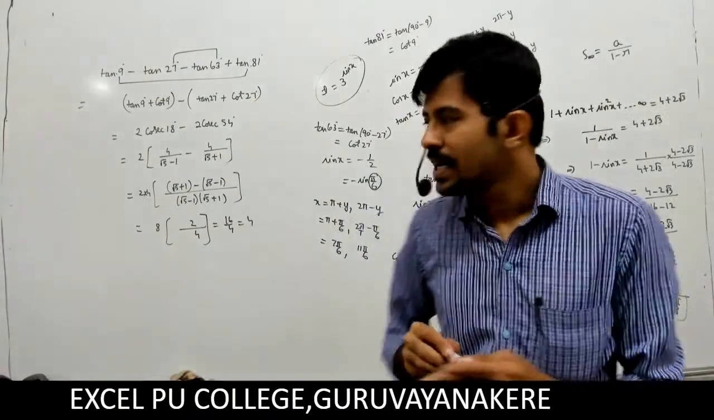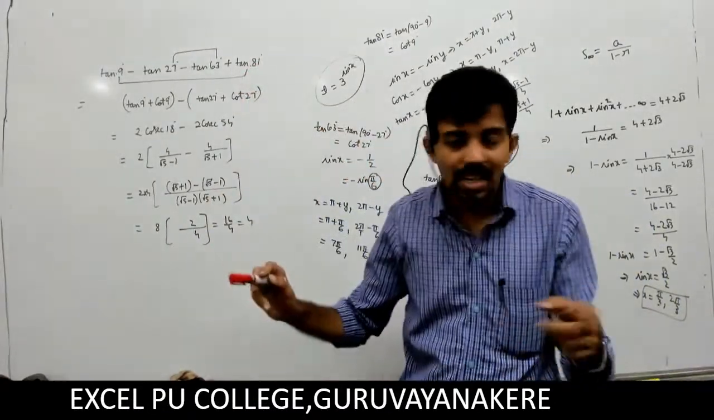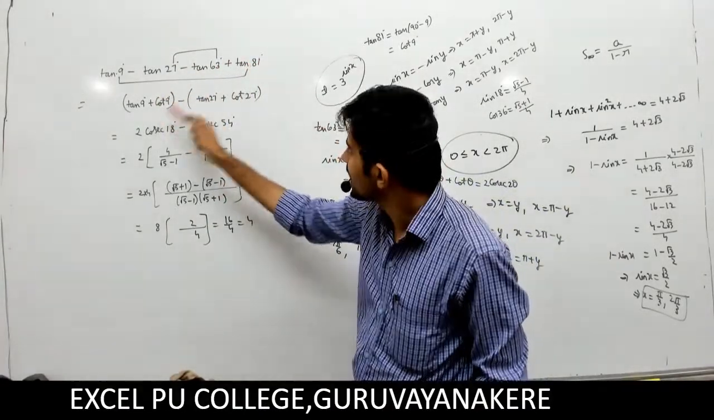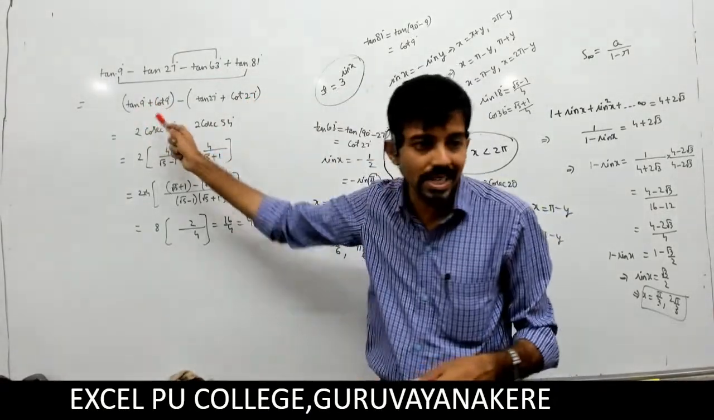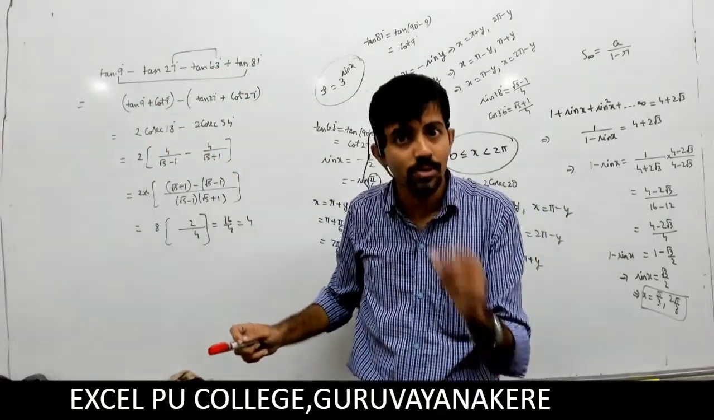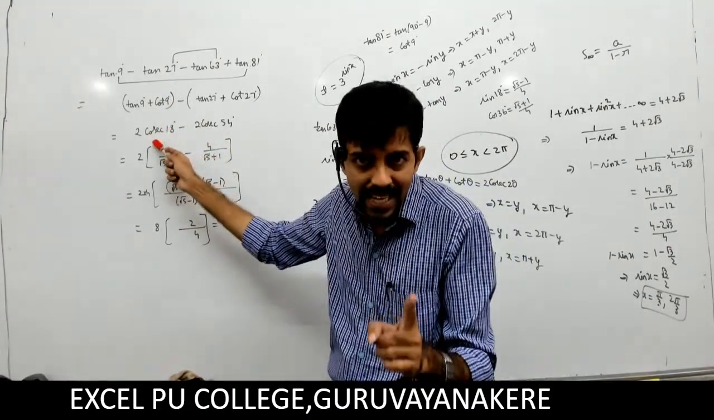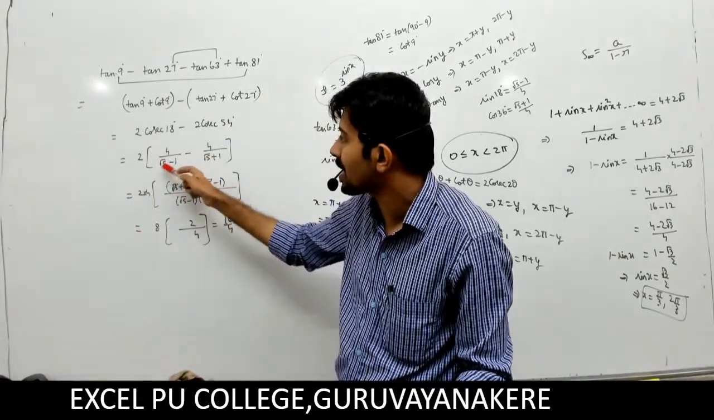Nice question. Okay. Various concepts involved in this. One is writing tan in terms of cot. Tan 81 is cot 9. Tan 63 is cot 27. Then applying the formula tan theta plus cot theta is 2 times cosecant 2 theta. Correct? 2 is common. Cosec is reciprocal of sine. Sine it is root 5 minus 1 by 4. So cosecant is 4 by root 5 minus 1.